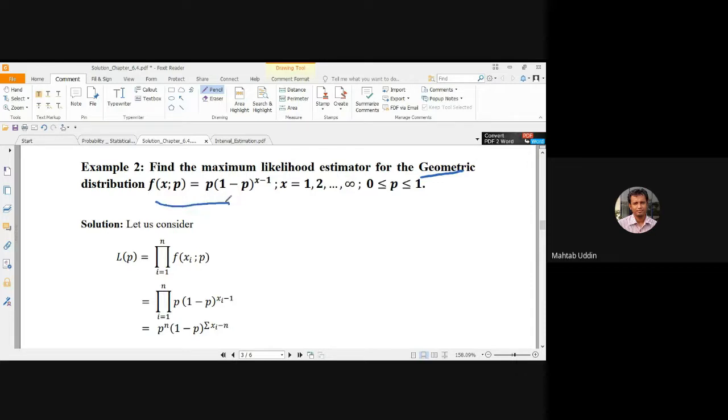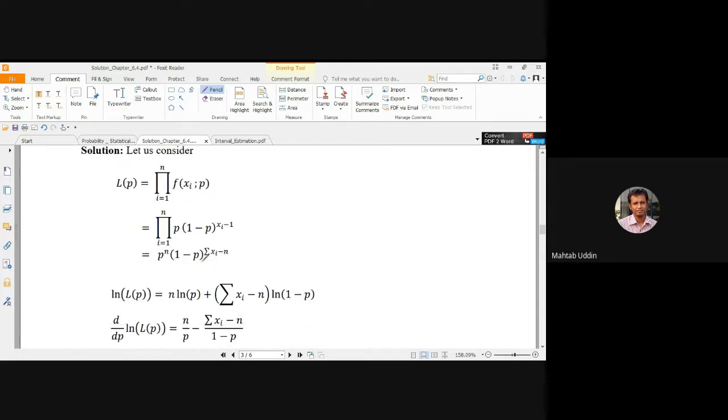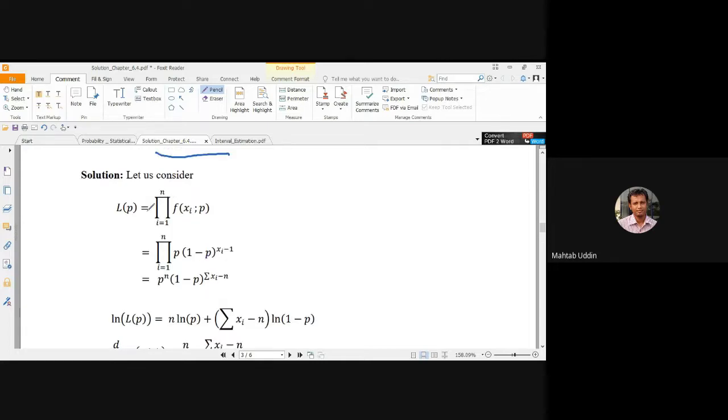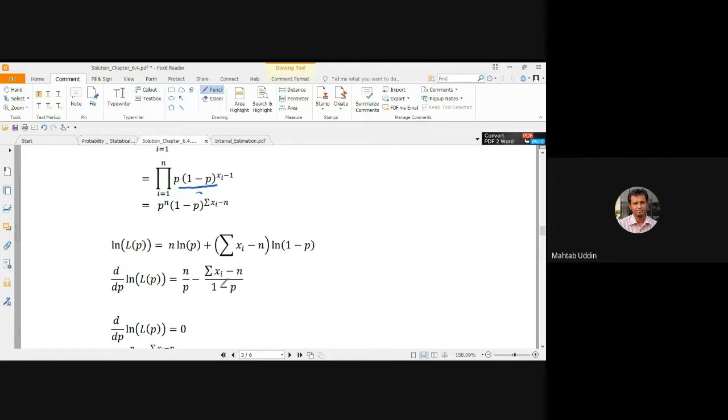f of x, p is p into 1 minus p to the power x minus 1, where x goes from 1 to infinity and p is between 0 and 1. You can see here L of p, the likelihood function, is the product for i equal to 1 to n of f of xi, p. So n times p gives the product p to the power n, and as well (1 minus p) to the power sum of xi minus n. Then for the logarithmic function, if we take the log, the first part will be n ln p, and then plus sum of xi minus n times ln of 1 minus p. Then if you differentiate this, this is the form.